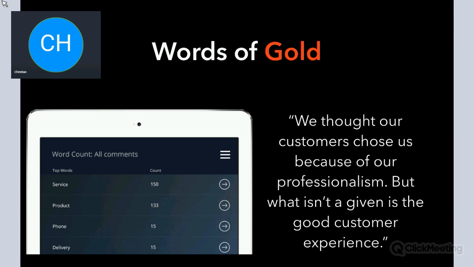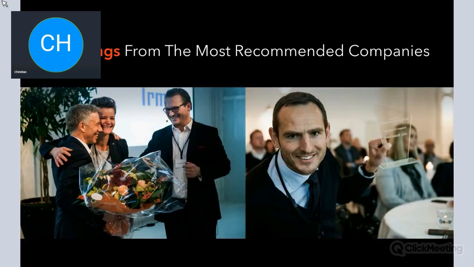But what isn't given is the good customer experience. It's a law firm, by the way. And they thought, well, of course they will choose us because of our professionalism, but if you should choose a law firm, you would expect that, right? But what isn't given is good customer service. So that was also an eye-opener for them.